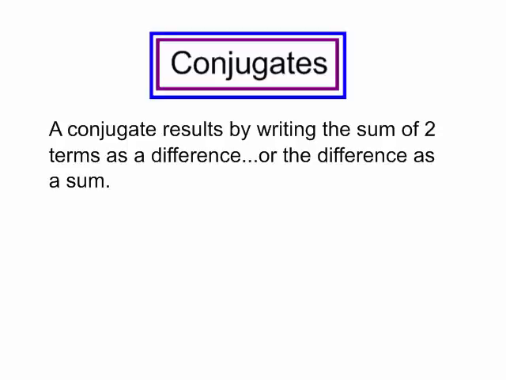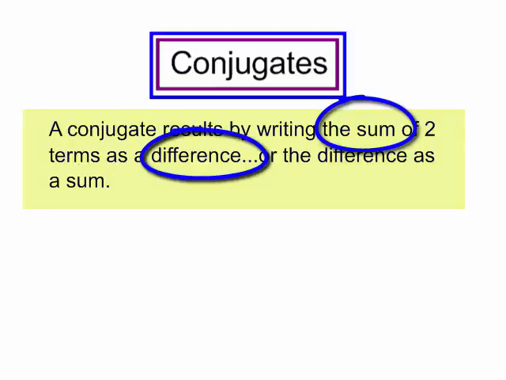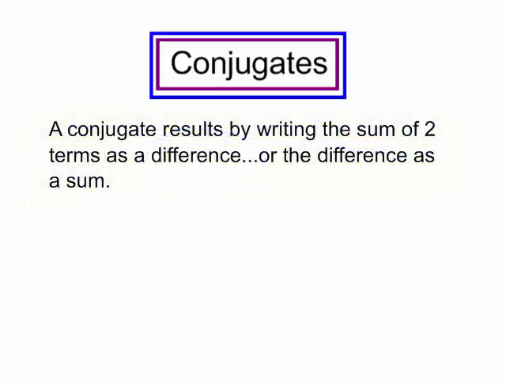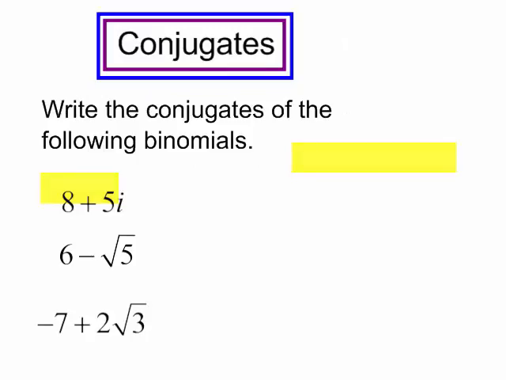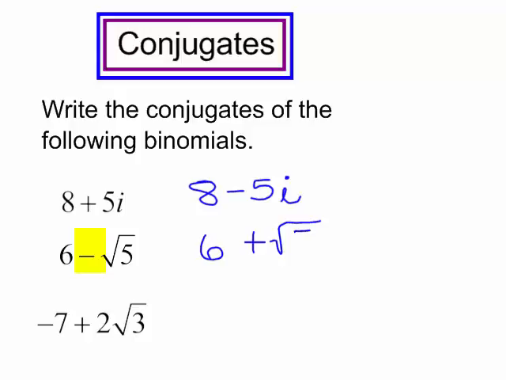Let's talk about conjugates. A conjugate results by writing the sum of two terms as a difference, or writing the difference as a sum. Write the conjugates of the following binomials. The conjugate of 8 plus 5i is 8 minus 5i. The conjugate of 6 minus radical 5 is 6 plus radical 5.